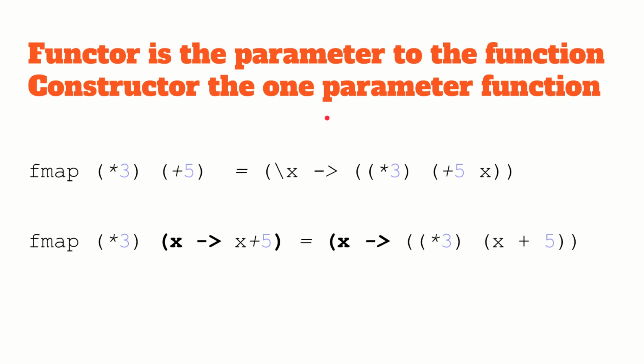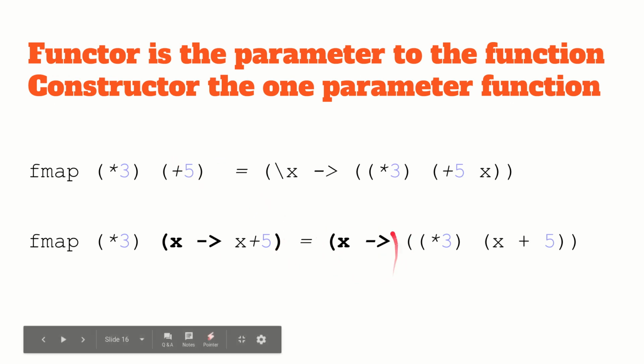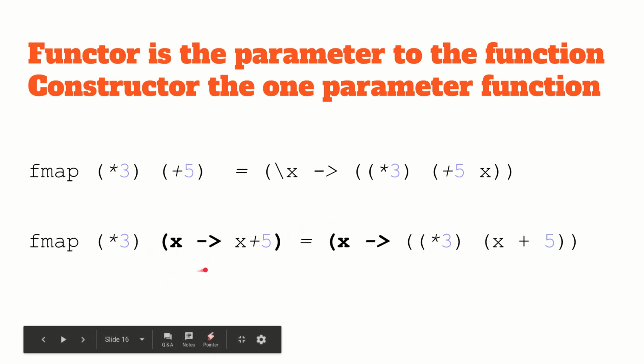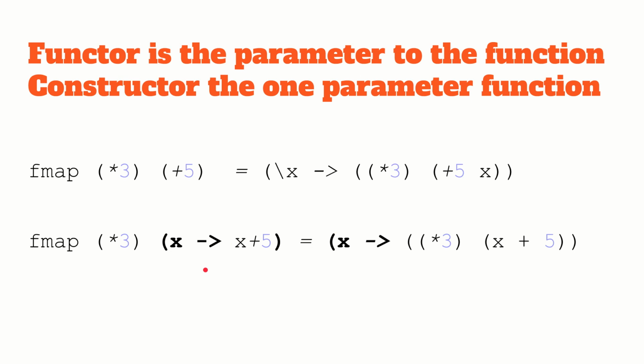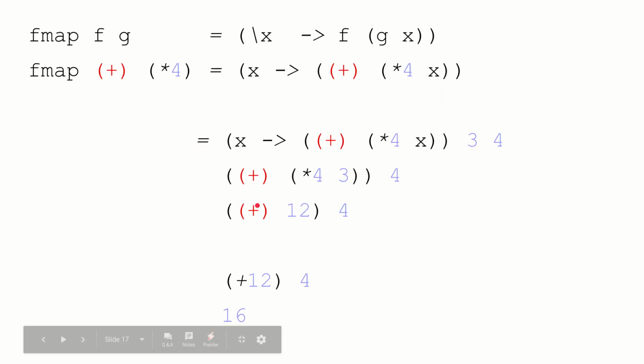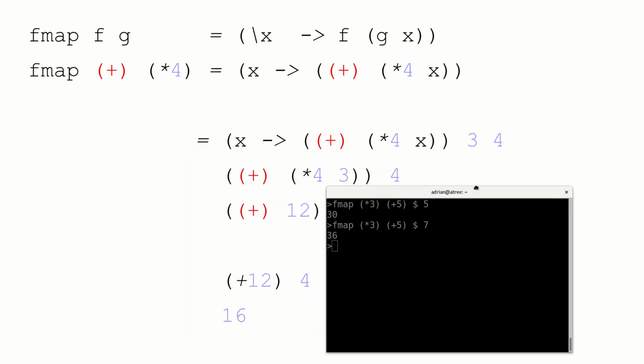Again, the functor is for the parameter to the function here, and the constructor is for the one parameter function. So this is our constructor. You can see it this way. So the constructor is the one parameter function, and actually this is the value. I'll skip over that, that's not very clear. Okay, so here we go.